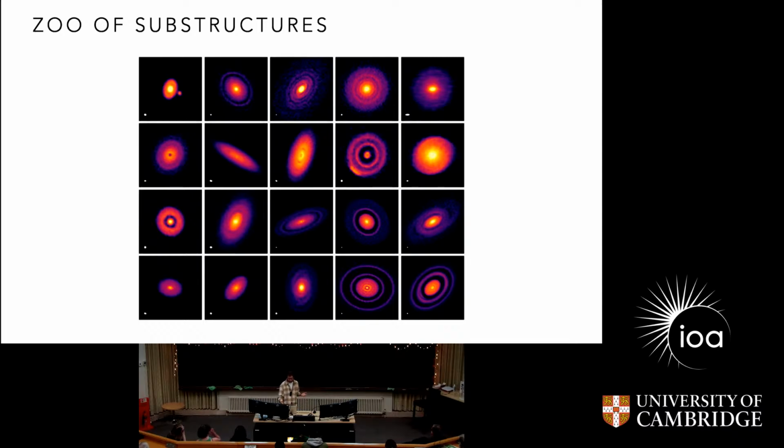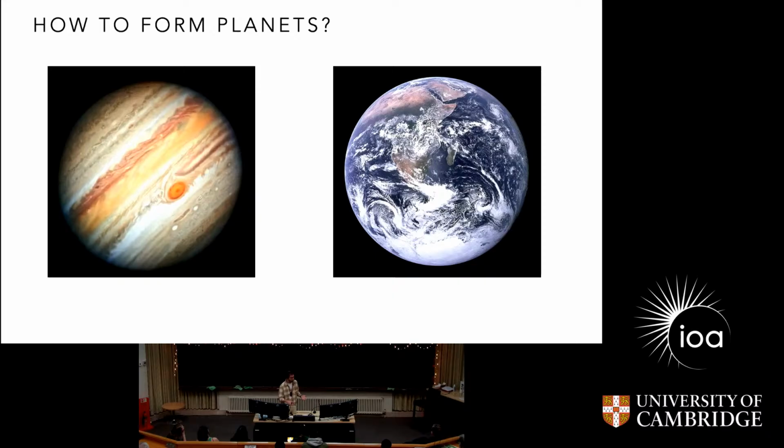And so now we want to understand how we form planets. So now I have tried to introduce you to the environment where planets form, and now we want to really understand how we can form planets. And I will focus my attention on two different kinds of planets: gas planets and rocky planets. So in this case, Jupiter and the Earth. And what I want to do today is to give you a recipe for forming planets.